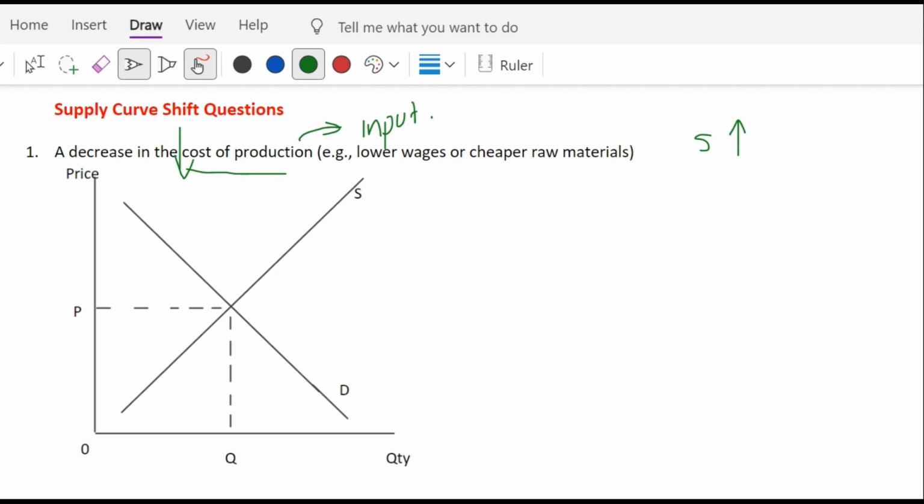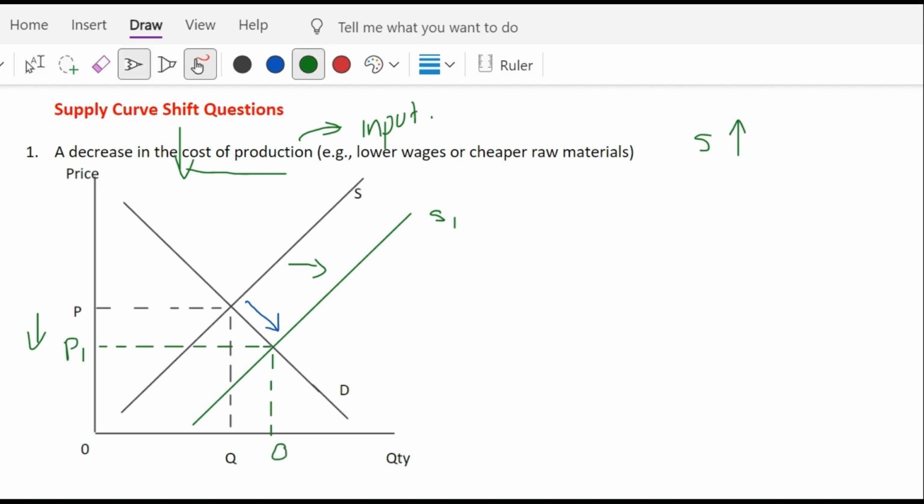The original price was P and the original equilibrium quantity was Q. Now there is a shift to the right from S to S1. This rightward shift will lead to a decrease in price. Now the equilibrium price will be P1. And at the same time, there is an extension in demand. Fall in price will lead to an extension in demand as well. What will happen to quantity traded? It will increase from Q to Q1.